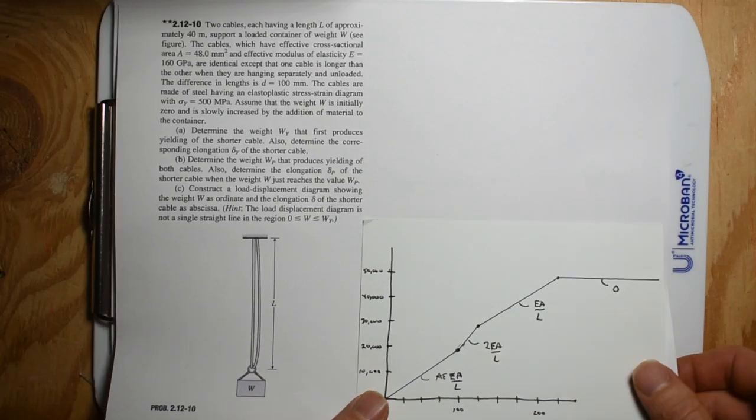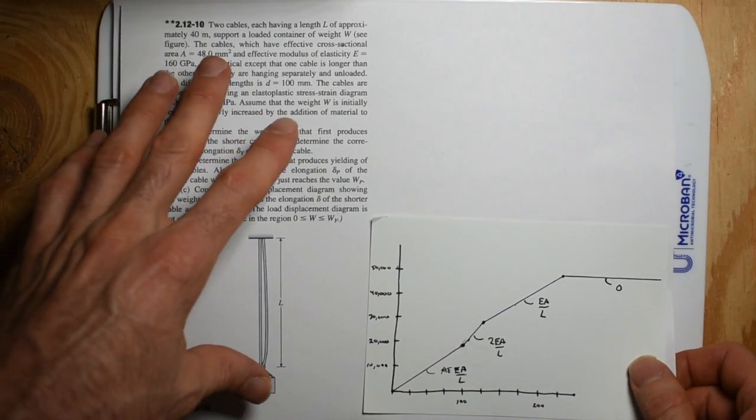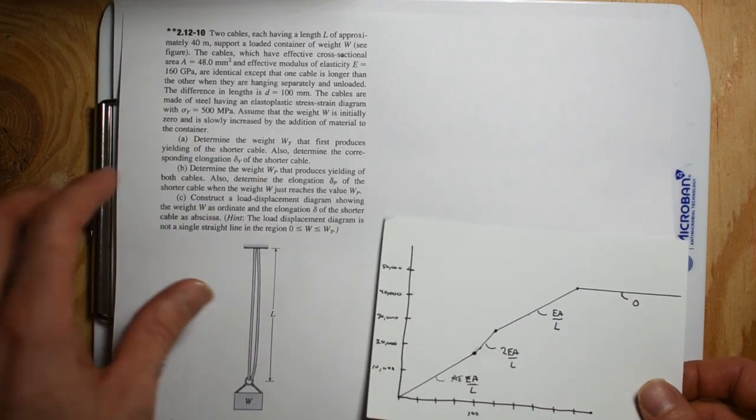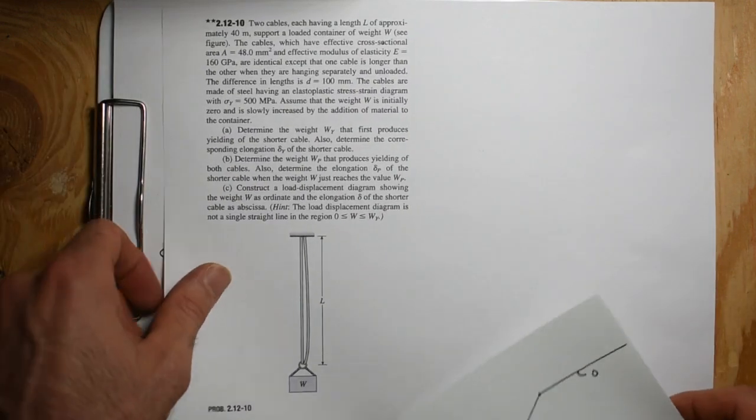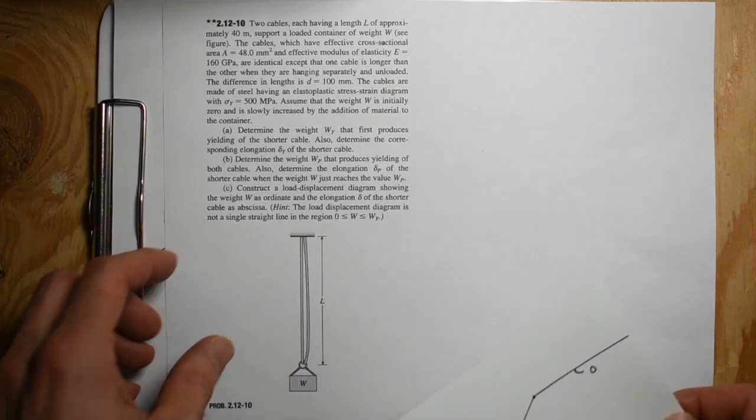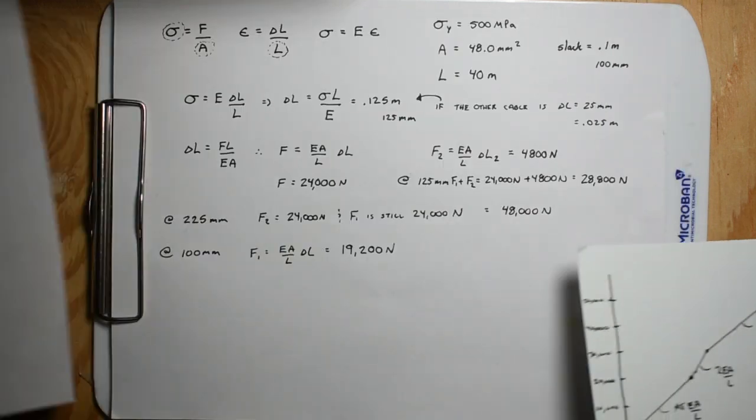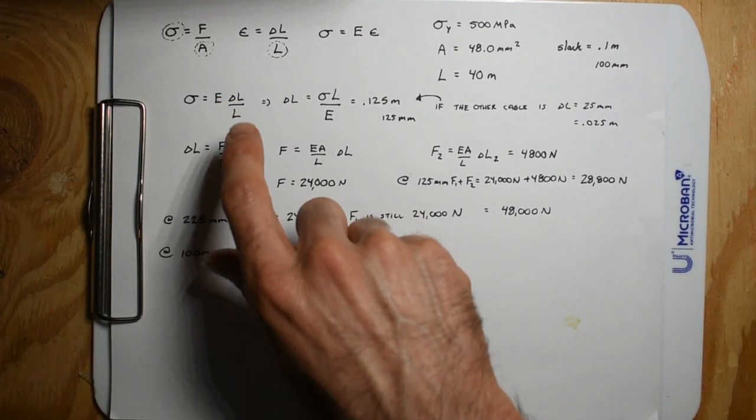Alright, hell yeah. Material mechanics, I've solved this problem twice. Well, once, and then I just explained how you can use change in length. So we have 40 meters of length, and we got slack in one. And so here's our equations that we use.